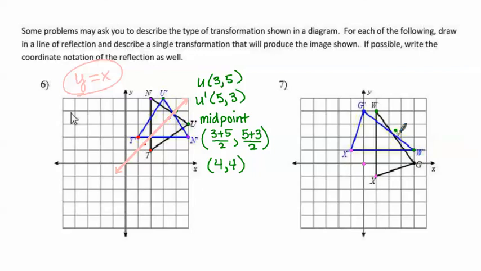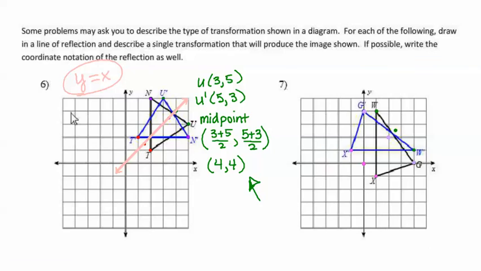Now, if you don't know where the midpoint is, go back to this algebra way and do it like we did here with U and U prime. There is nothing wrong with showing that work. G to G prime, let's see. It goes 2, 3, 4, 1, 2, 3, 4. So half and half would be 2 and 2. Okay, so right there. Now I can see my line again.